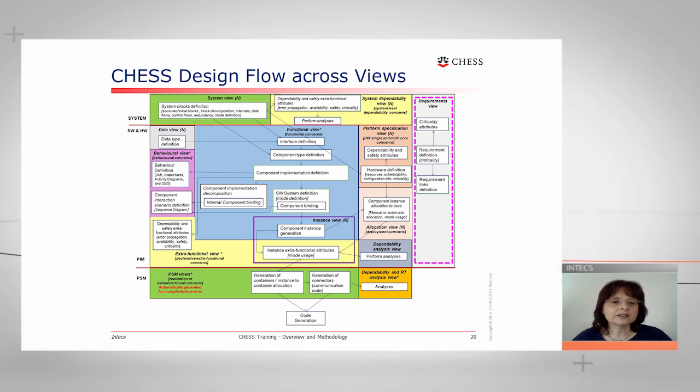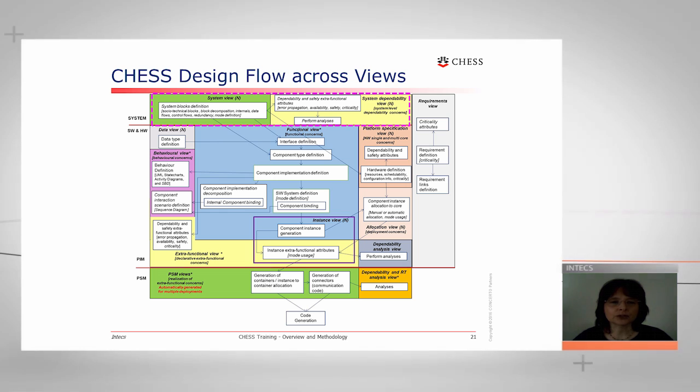So we can see here that modeling criticality is supported with the definition of criticality levels, which can be made to match specific standards like the automotive ASIL, and the definition of dependability and safety criticality extra functional attributes, and the support for automatic criticality validation.